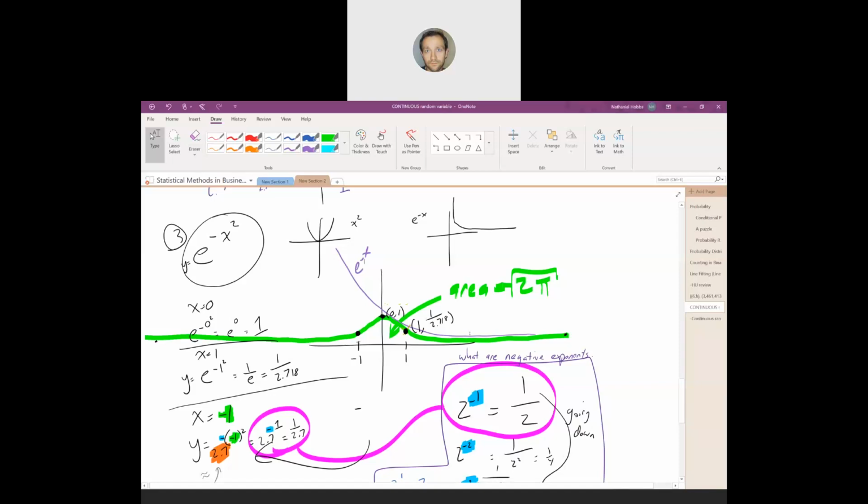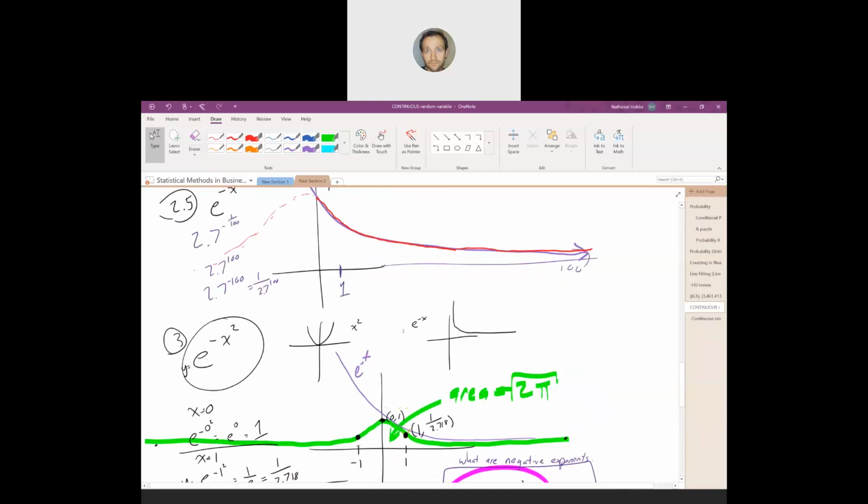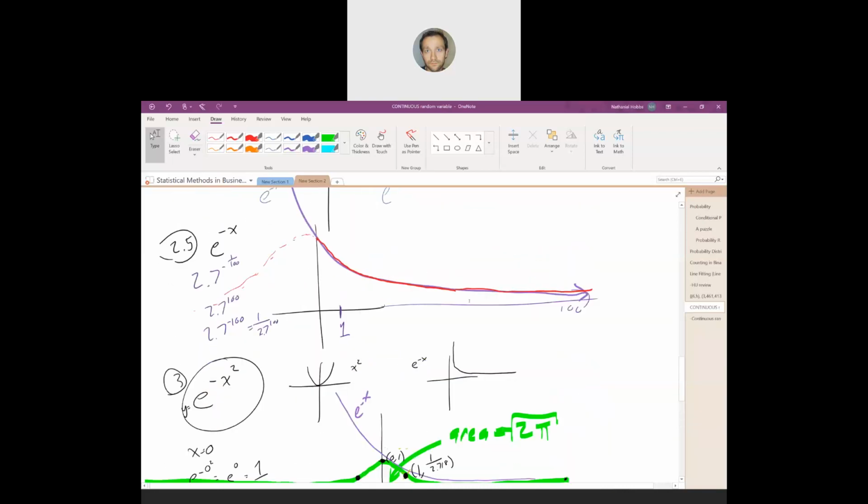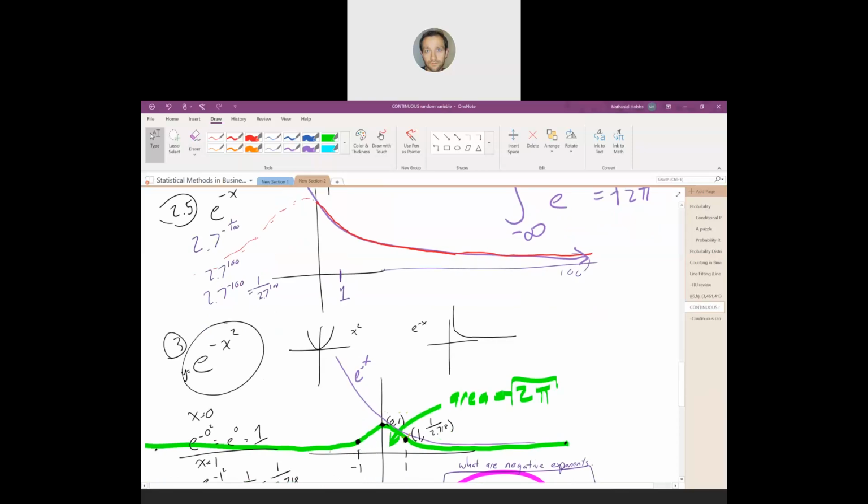So then I'll ask you, if you were to take the integral from minus infinity to infinity of e to the minus x squared, you would get the square root of 2 pi. Okay, I'm not asking you to actually derive this, but if you were to, this is what you would get. Taking the integral from minus infinity to infinity calculates the area under the curve.